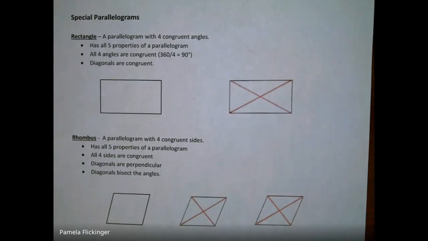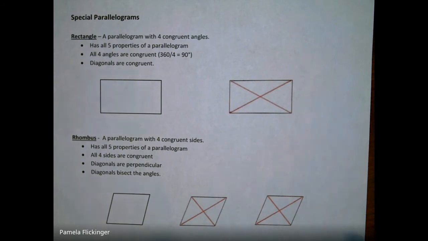So yesterday we learned the 5 properties of a basic parallelogram. Now there are some special parallelograms, all right? Because remember the definition was that just the opposite sides have to be parallel. That's what makes a shape a parallelogram. We have rectangles, rhombuses, and squares. So we're going to talk about those 3 special parallelograms today.